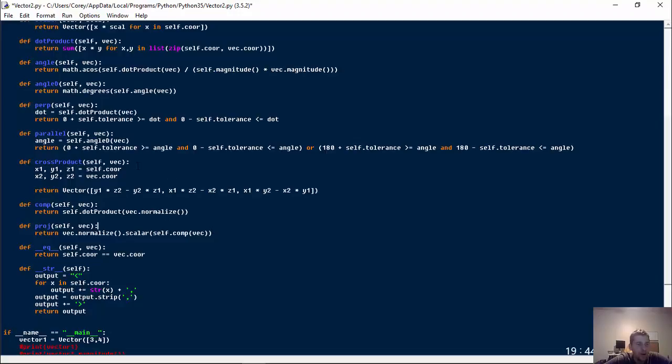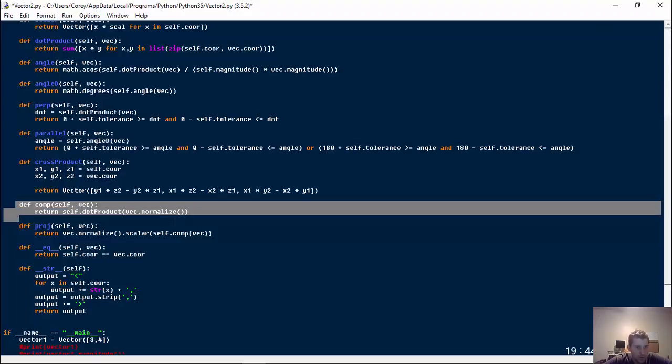But here we go. They were the cross product, okay? I just simply used the formula, which you can read right here. To make it a little bit easier, I just assign these 3 variables to the coordinates from self.core and these 3 to the vector that we're crossing it with, okay?